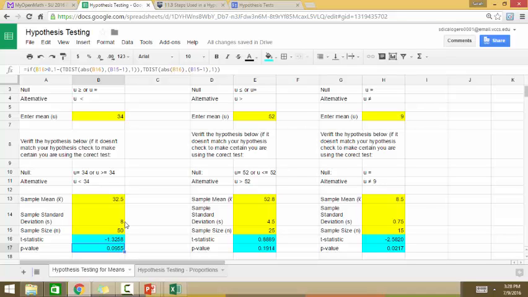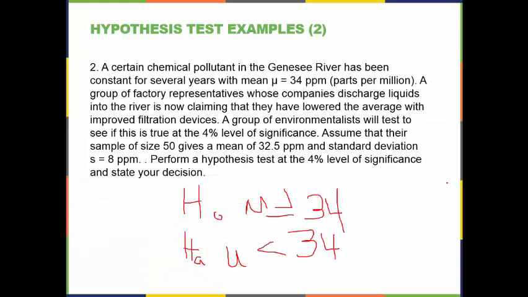Well, 32.5 looks better than 34, but you have that sample standard deviation of 8. And our t-statistic was negative 1.3258. And our area, our p-value, is 0.0955. Well, there's a problem. I don't think we can reject the null, because if you think about it, here's your curve. I know it's awesomely written, but here is that area, and it was 0.0955.